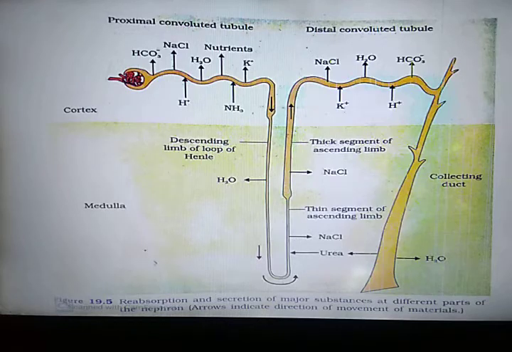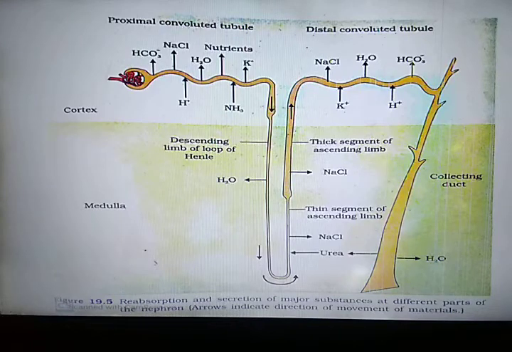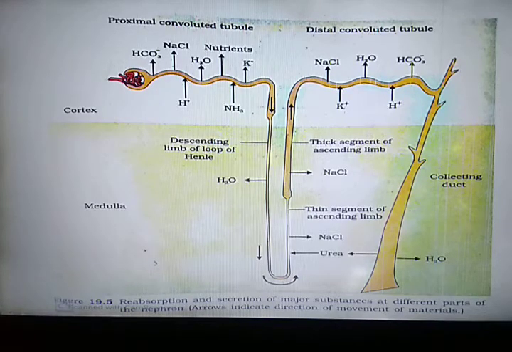Passive transport means movement of substances from high concentration to low concentration. And active transport is movement of substances against the concentration gradient. Against concentration gradient means from low concentration to high concentration, and the movement of substances takes place with use of energy. That energy is utilized in active transport.